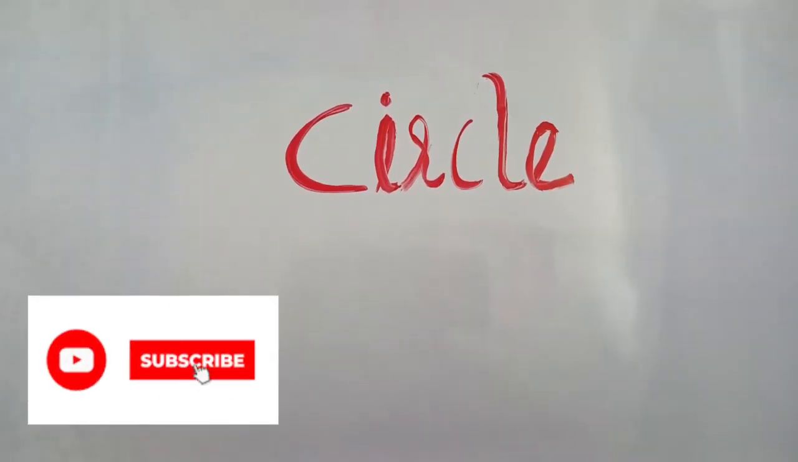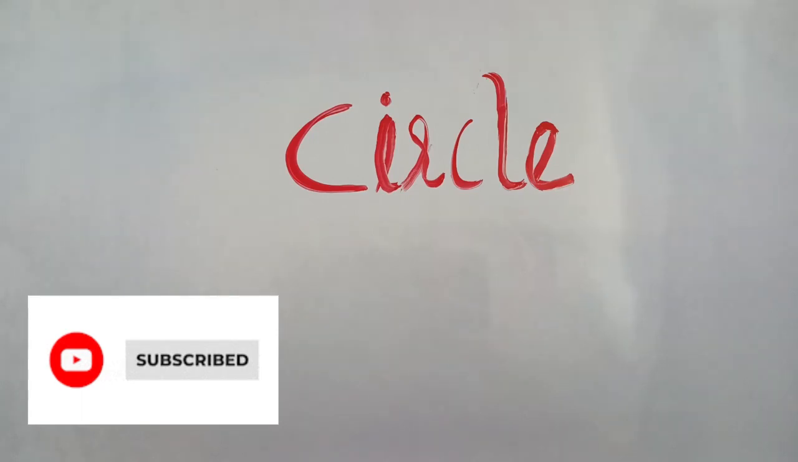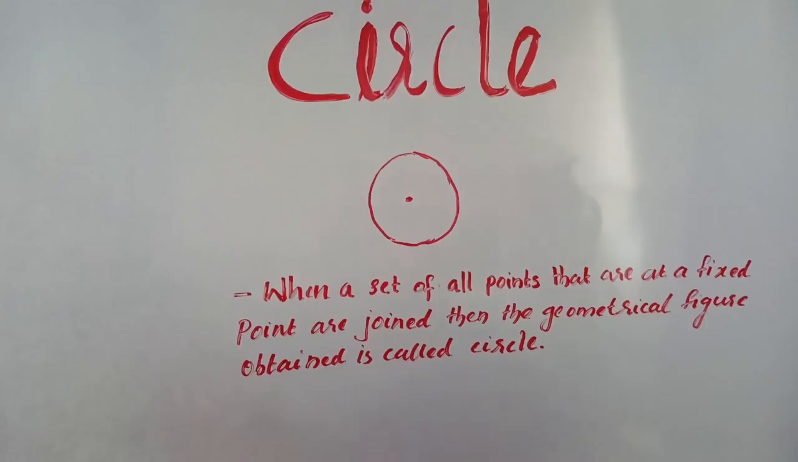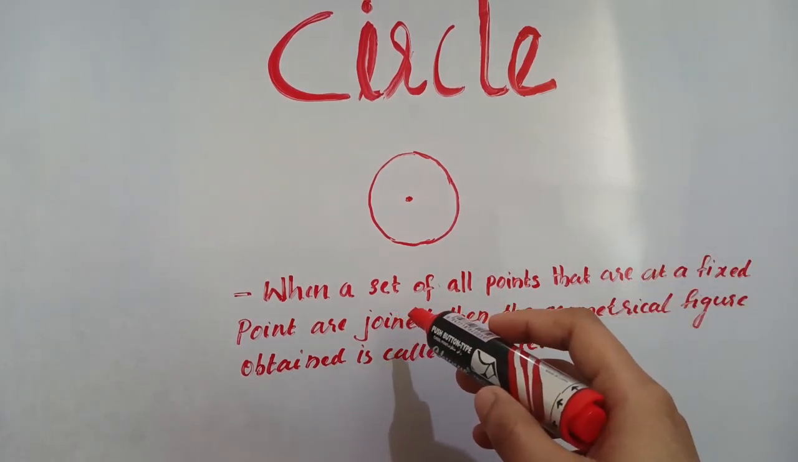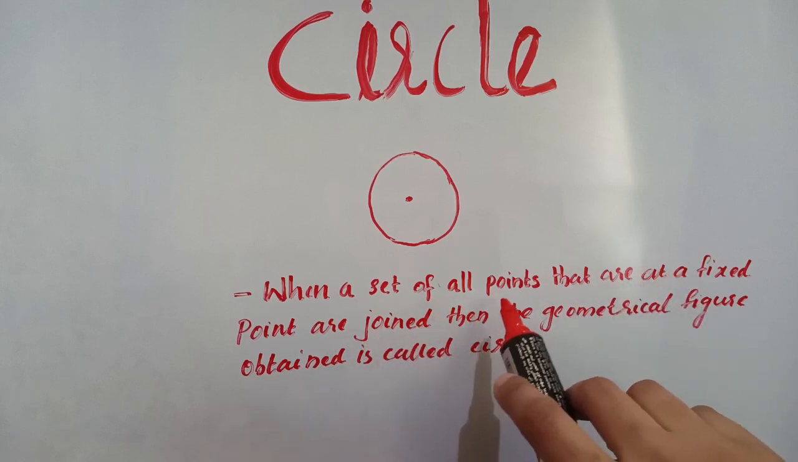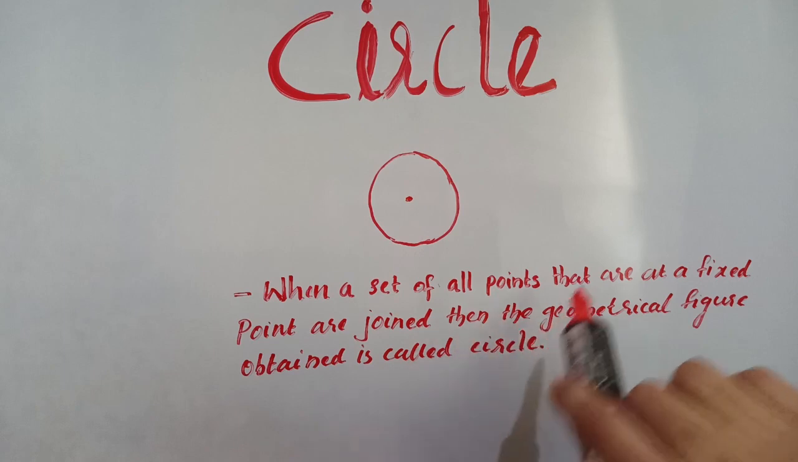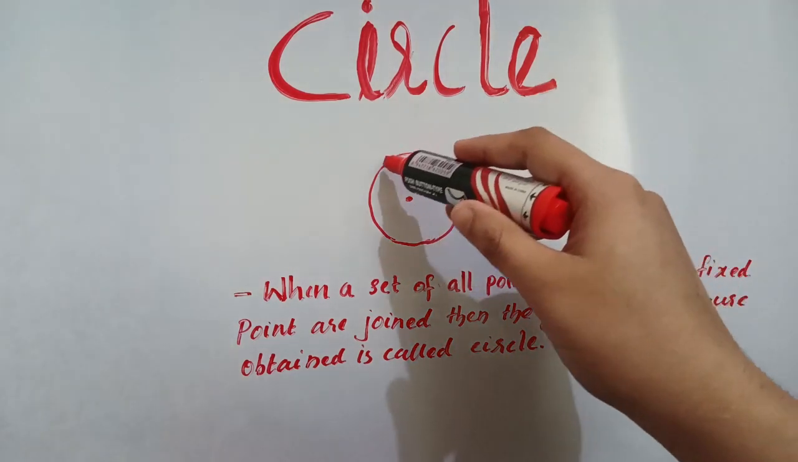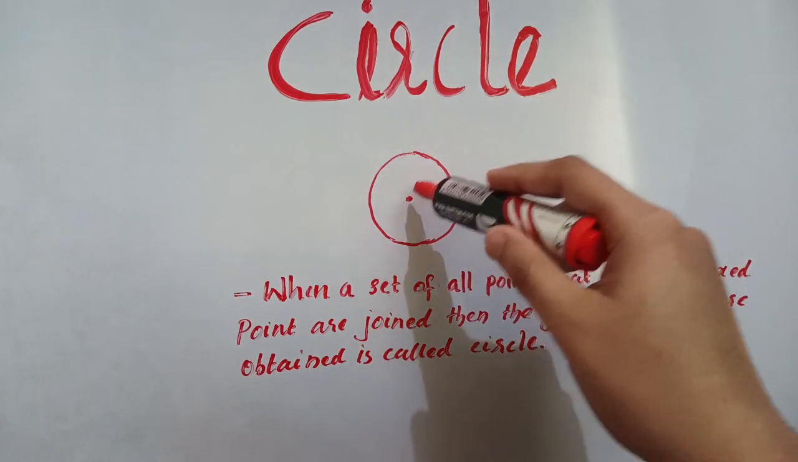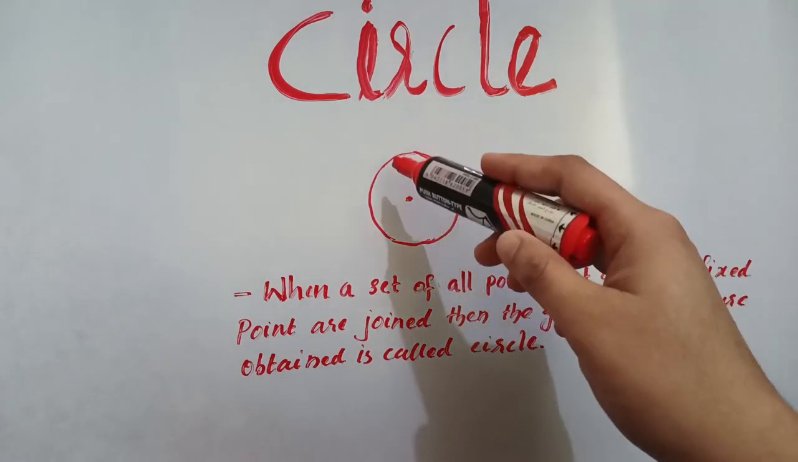Okay, what is circle? We can say a definition of circle as when a set of all points that are at a fixed distance from a fixed point are joined, then the geometrical figure obtained is called a circle. That is, I had written the definition for circle here. The set of all points are here, that are joined at a fixed point. This is a fixed point. Then the geometrical figure obtained is called a circle.